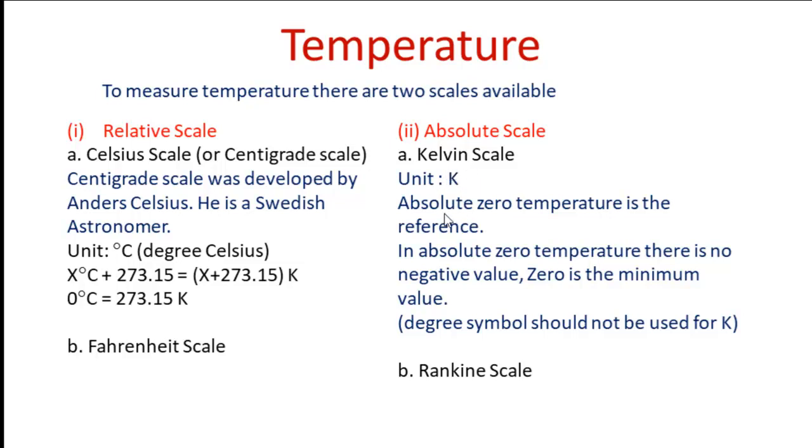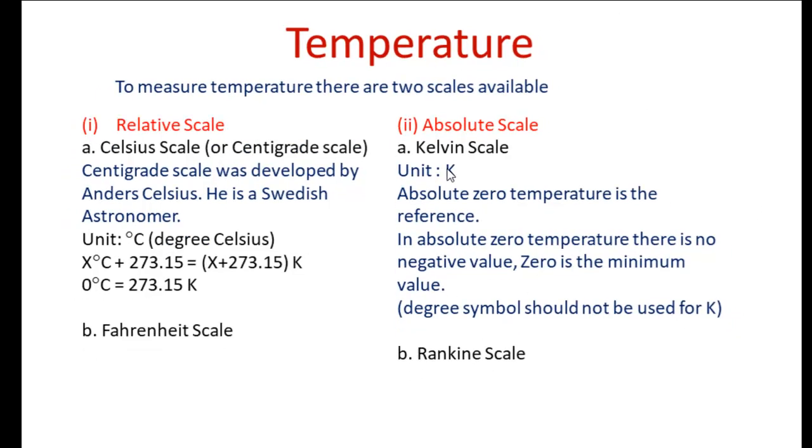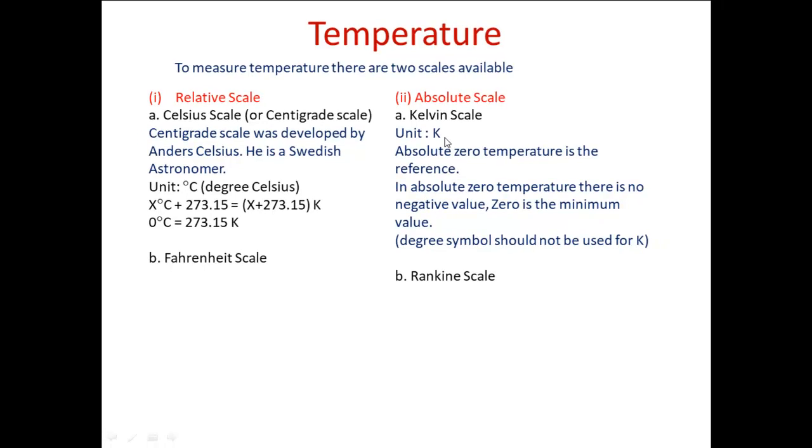This unit is used. So absolute zero temperature is the reference in this case. When we say absolute zero temperature is the reference, then you cannot have a negative value in the absolute scale. And while writing the temperature in Kelvin scale, remember that we should not use the degree symbol. Coming to Fahrenheit scale, this is a relative scale.